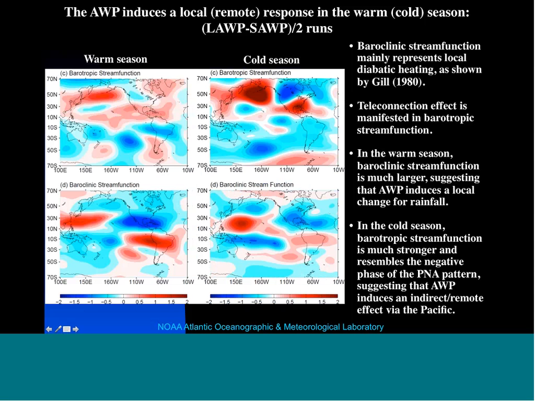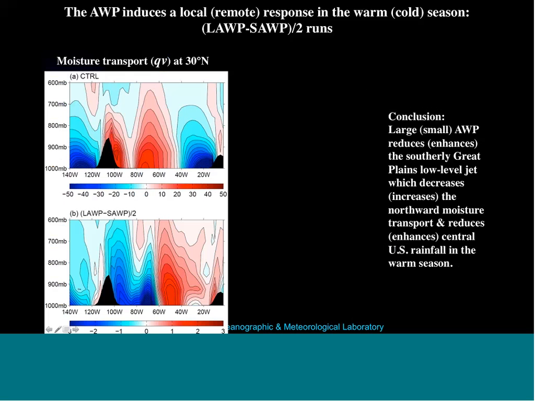You see that the bottom shows high pressure over the North Pacific, low pressure over North America, and also a high pressure over the southern U.S., which is exactly the PNA pattern. So here during the colder season, the warm pool induces a change in the Pacific Ocean. Then the Pacific Ocean change teleconnects to influence the southeast rainfall.